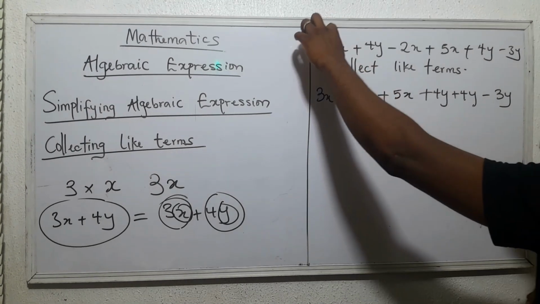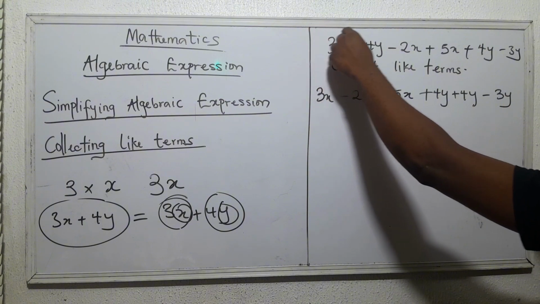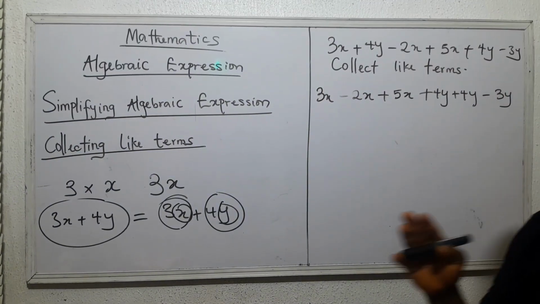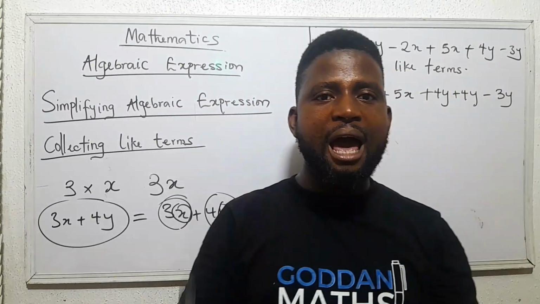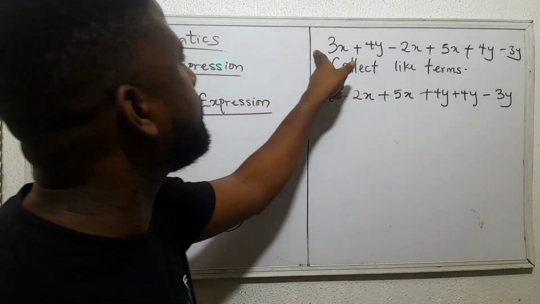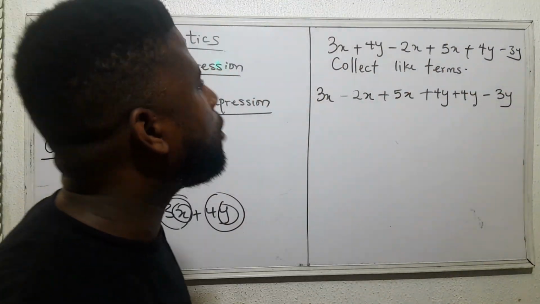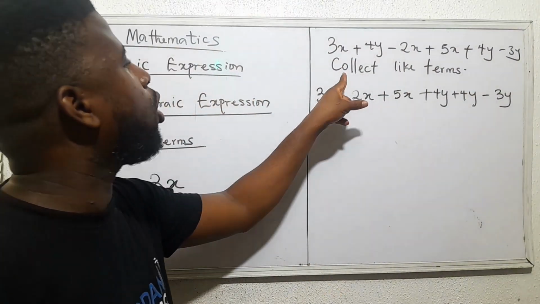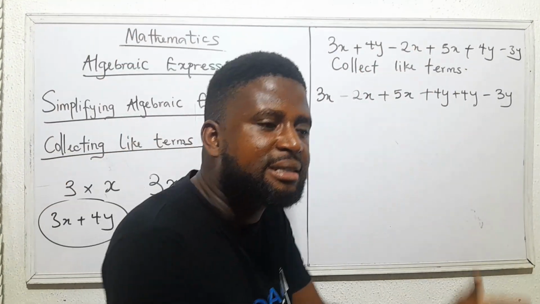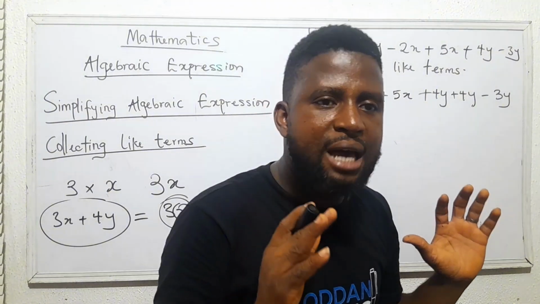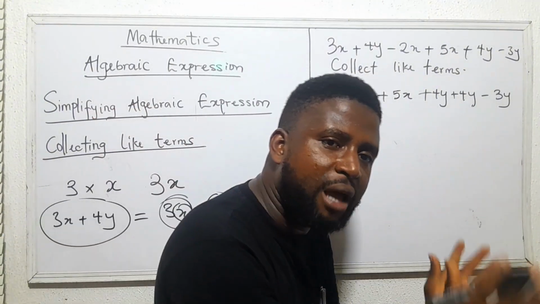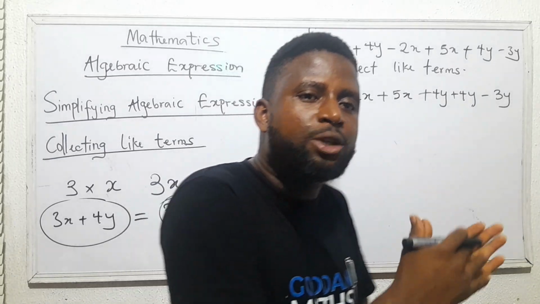But in its original form, whereas we have x, y, x, x, y, y, we can't add or subtract terms with different variables. So when you are asked to simplify an algebraic expression like this, the first thing you need to do is to collect like terms. Like terms are terms that have the same variable or group of variables. You bring all of them together, and you can then go ahead to add or subtract.